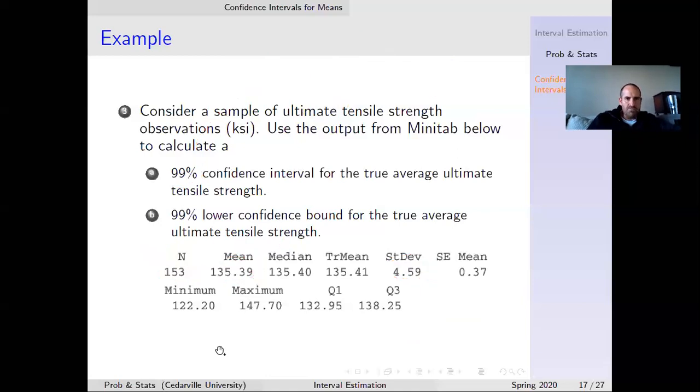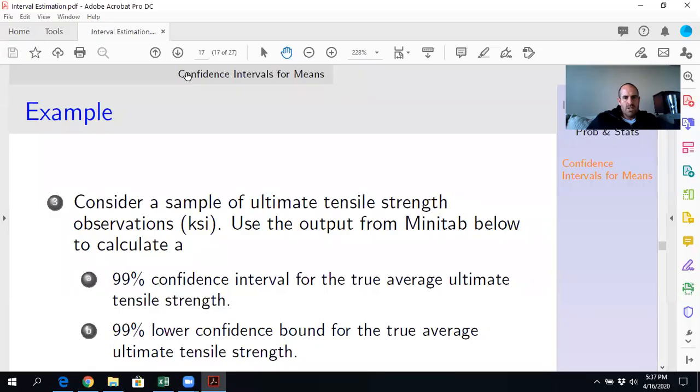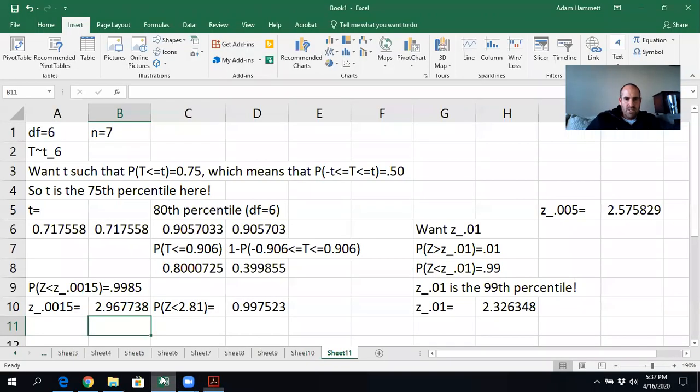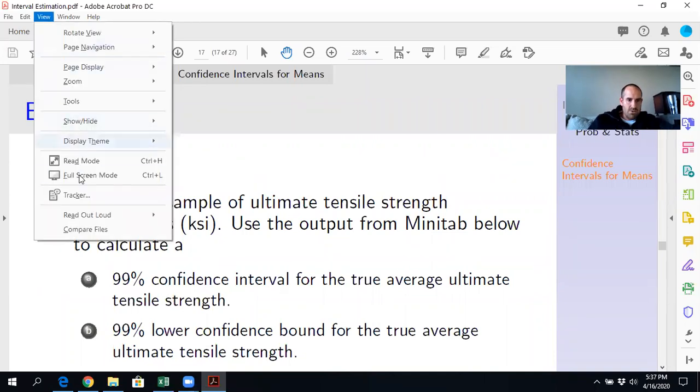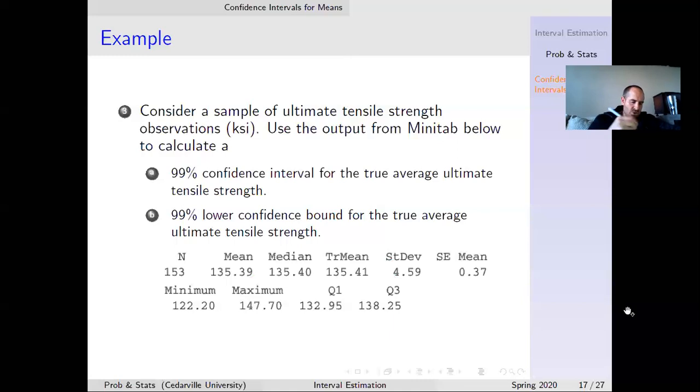Okay, so let's look here. What was it? Z sub 0.005, we already computed that. Half of a percentage point is 2.58, just like we got before. Okay, so view full screen again. Z sub alpha over 2, which is 0.005 in this case, is equal to 2.58.